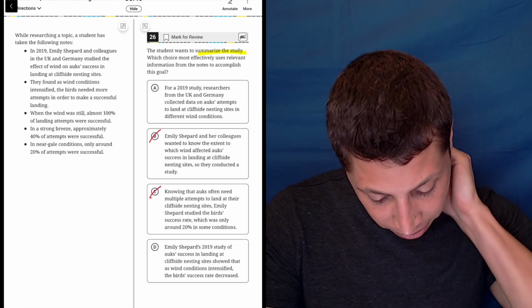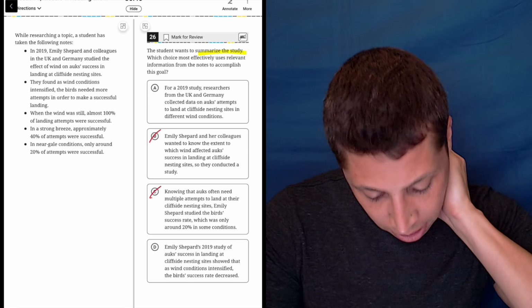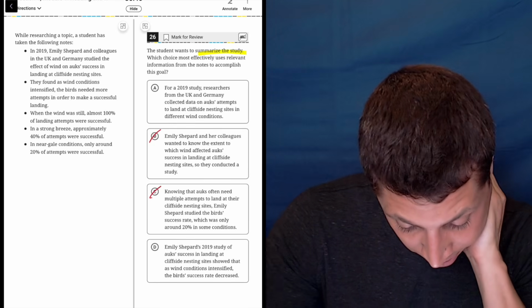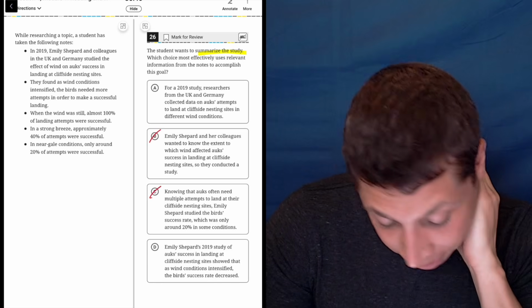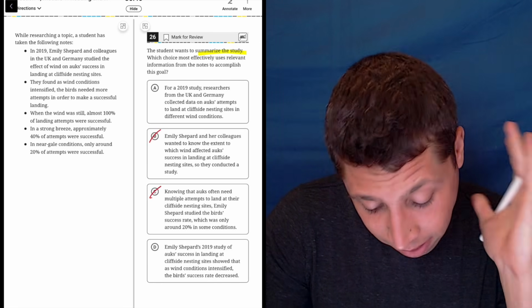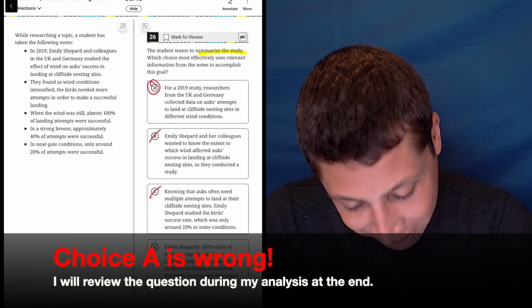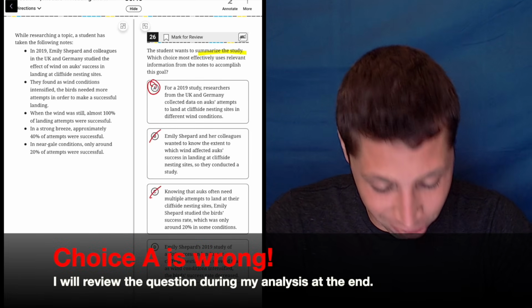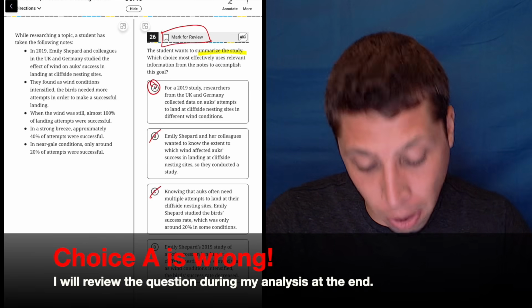Emily Shepard's 2019 study of auks' success in landing at the cliffside nesting sites showed that as wind conditions in... Okay, but that's the findings. Summarize the study does not say summarize the findings. It says summarize the study. So I think it's going to be 26. 26 is the question number. I think it's going to be choice A. Choice A. Yeah. I'm not super sure of that one, so I'd mark it.